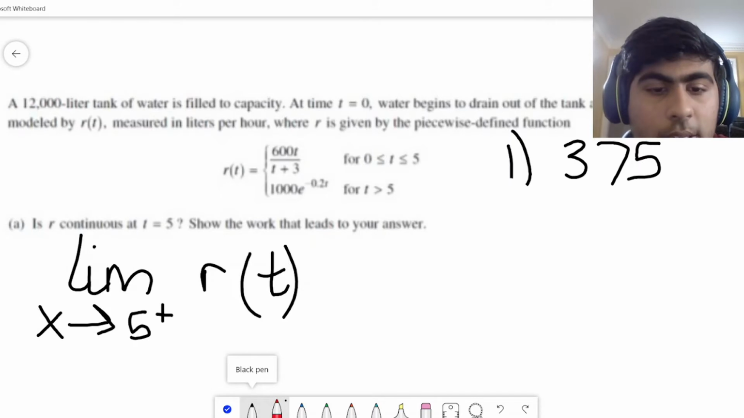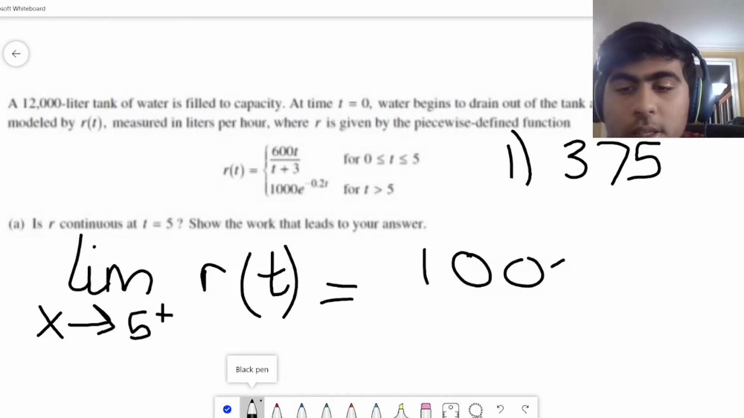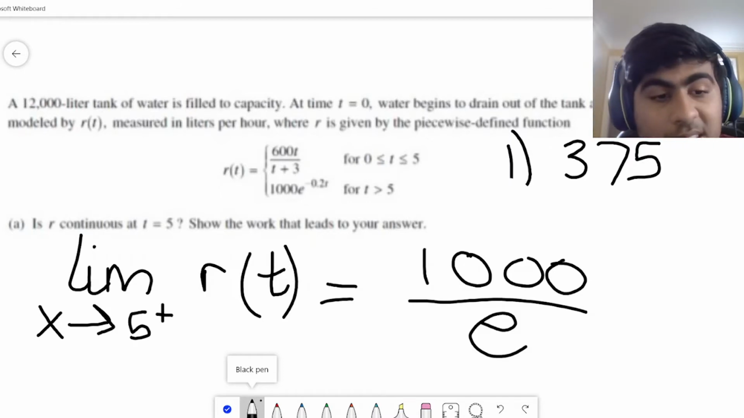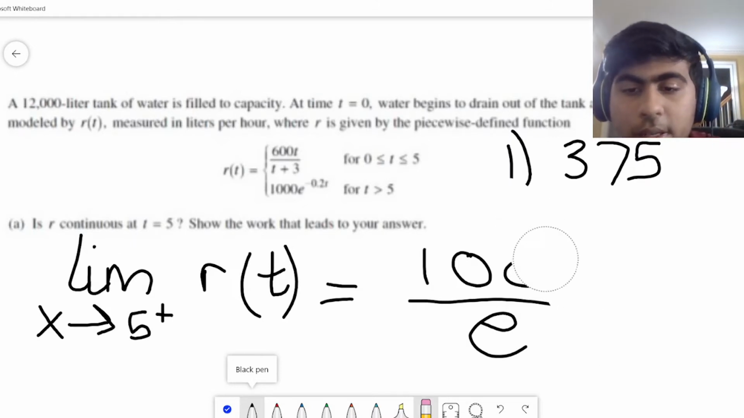If you just put r of t equals 1000 e, well, that's not true. It equals 375. But what you meant was that the limit as x approaches 5 from the positive side is that. And unless you write that, it confuses the readers and you might lose a point. So just make sure that you write that in.